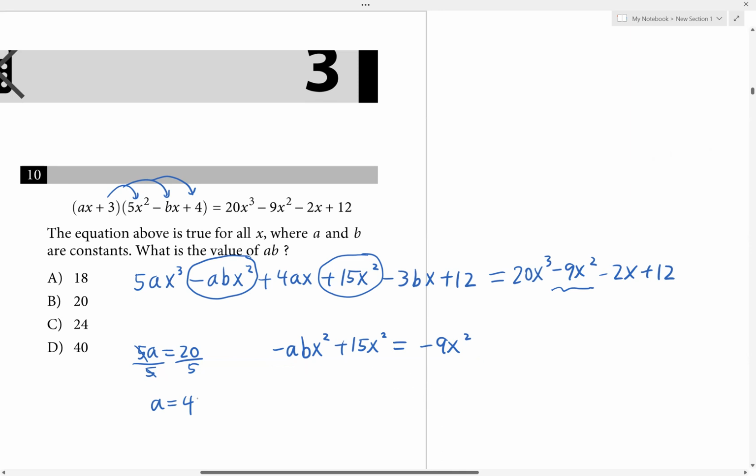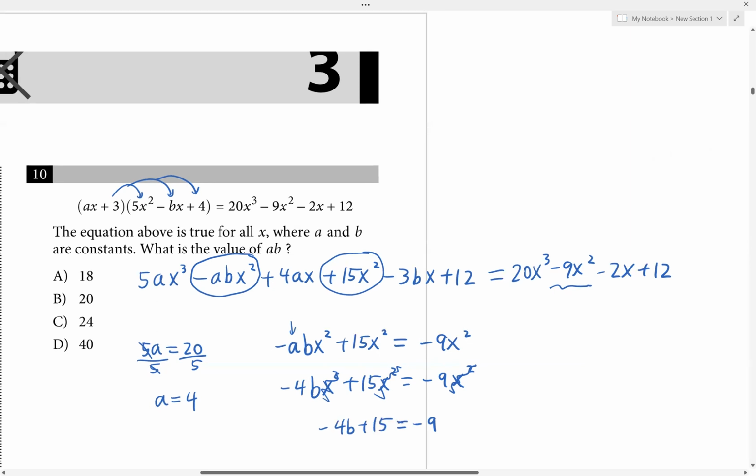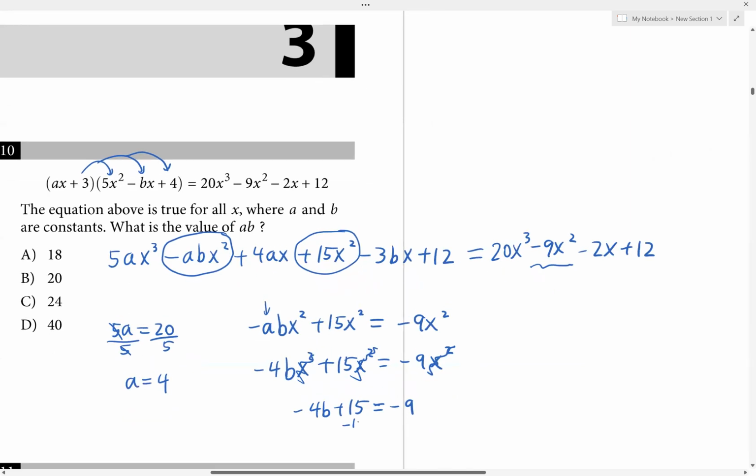We already know the a value, so we can plug in a. Since a is 4, this will be negative 4bx squared plus 15x squared equals negative 9x squared. Then we can get rid of all the x squareds because that's what they share in common. It's like we're dividing by x squared on both sides. So negative 4b plus 15 equals negative 9. We can use this equation to solve for b. This gives us minus 15 on both sides. Negative 4b equals negative 24.